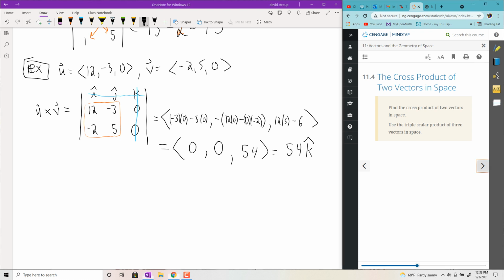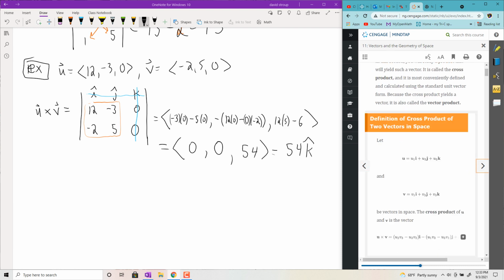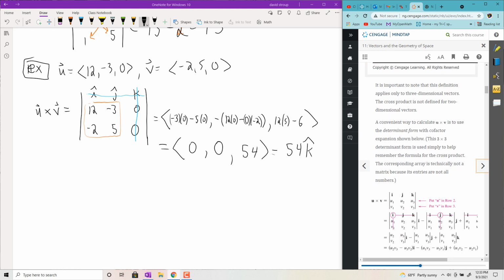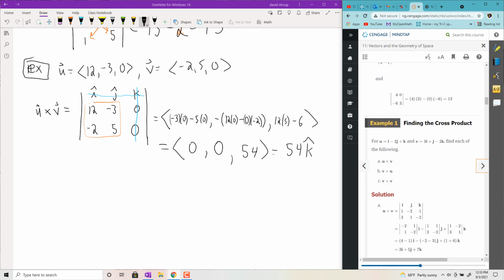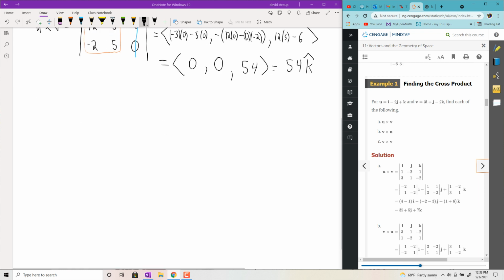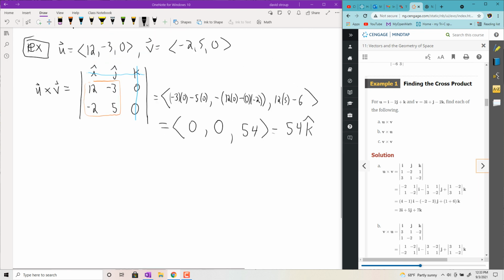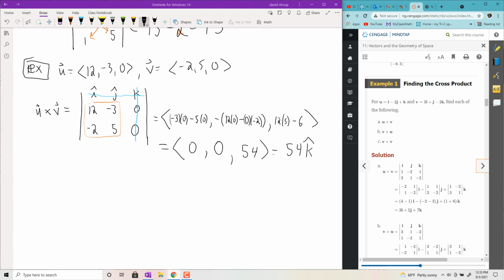Maybe we should do one more cross product just to make sure you have the hang of it. And let's see if they give us one in the book we can try here. Okay, sure. Well, actually, let's just do v cross u, right, and see what happens. See if this product is commutative, like the dot product. Is u cross v the same as v cross u? Okay, so that'd be mildly interesting.